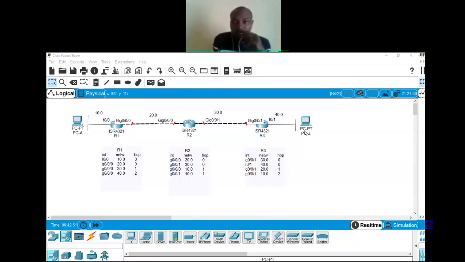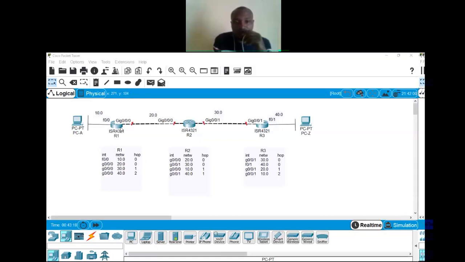PCA tries to ping PCZ. Source is 10, destination is on network 40. Because the destination is not within the local area network, traffic is taken to the default gateway, in this scenario R1. R1 checks, we're going to network 40, not directly connected to us, but it's a friend of a friend because of the hop count. So our work is just to send it to gig 000.